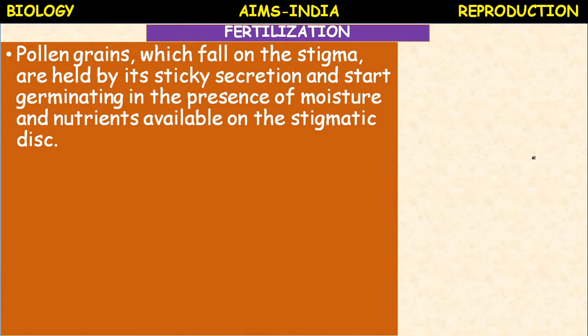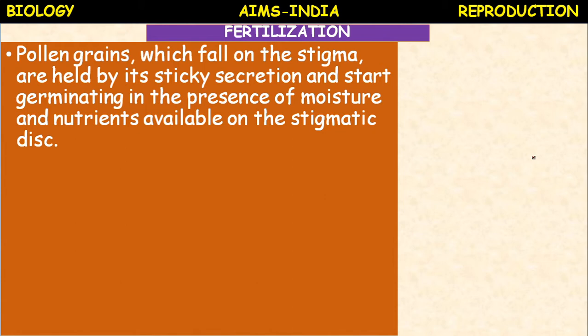Simply you can remember: the process of transfer of pollen grains from anther to the stigma of the flower is called pollination. It is of 2 types, self pollination and cross pollination. If it takes place in the same flower, it is self pollination. If it takes place in different flowers of the same species, it is cross pollination.